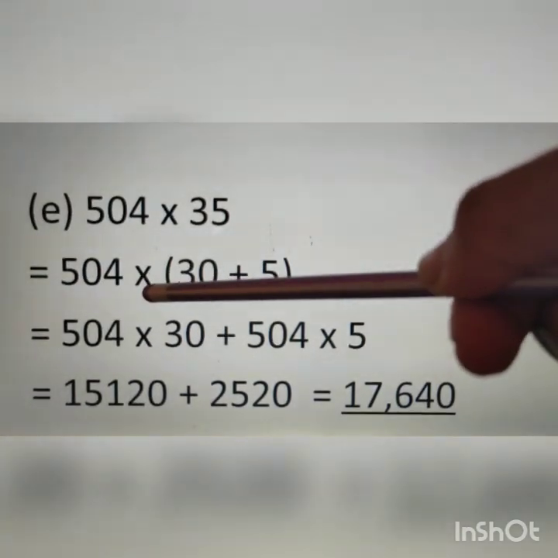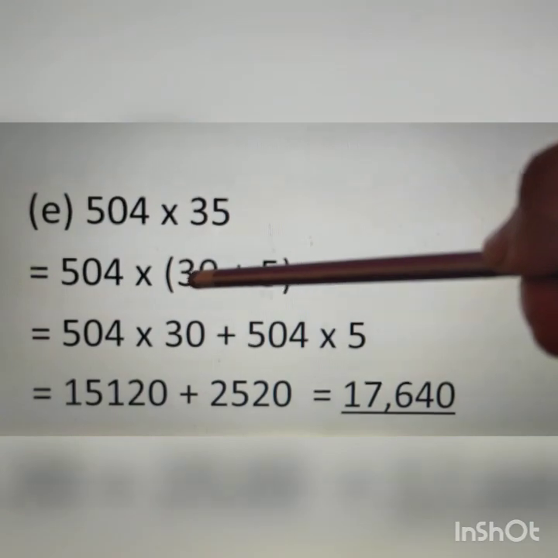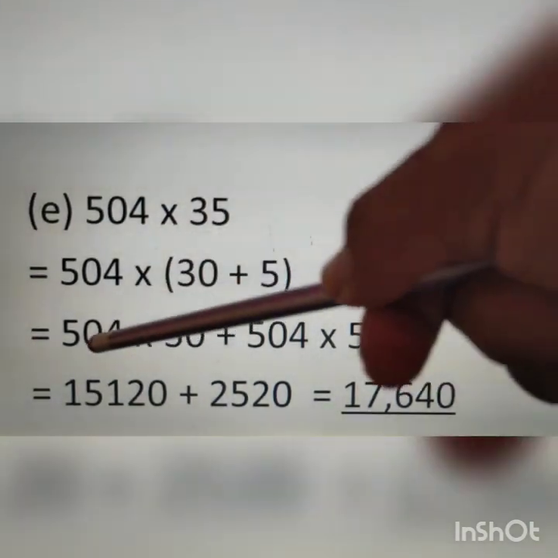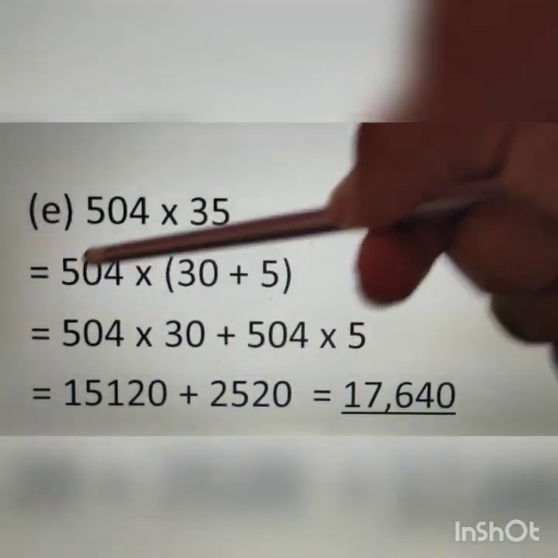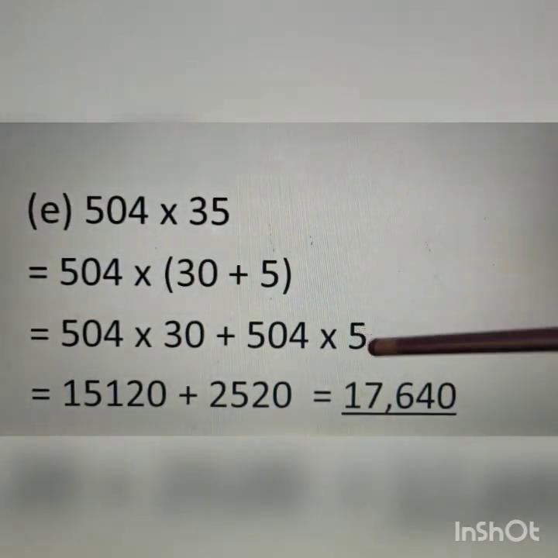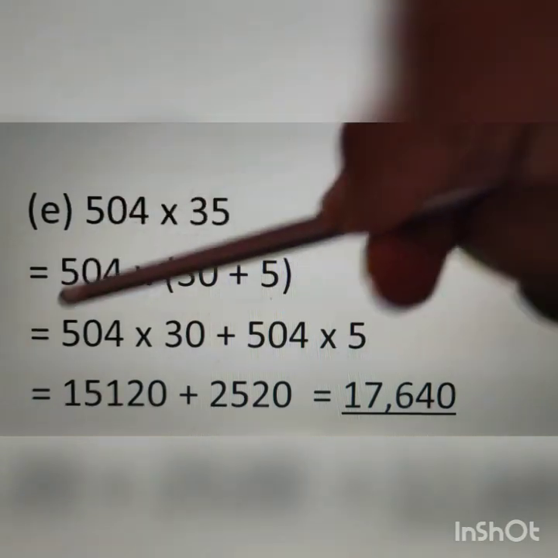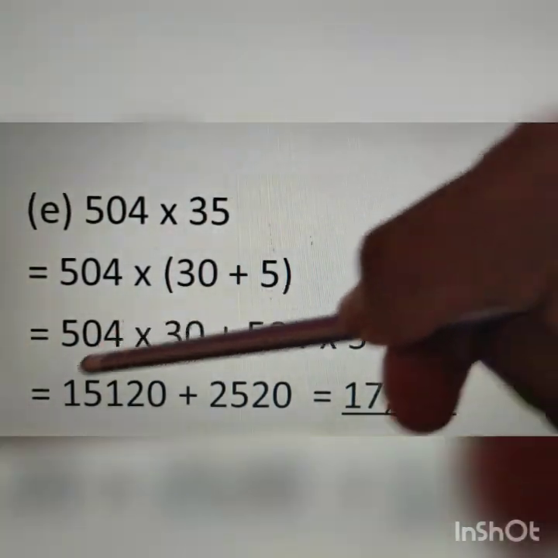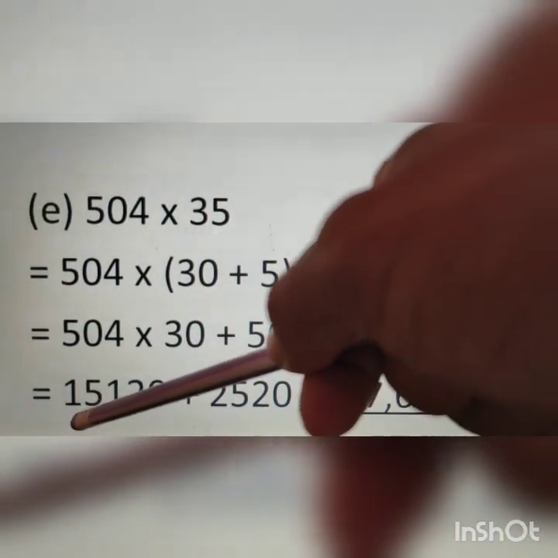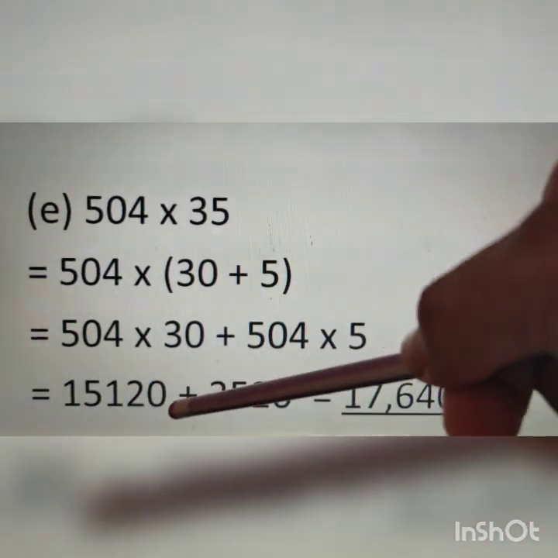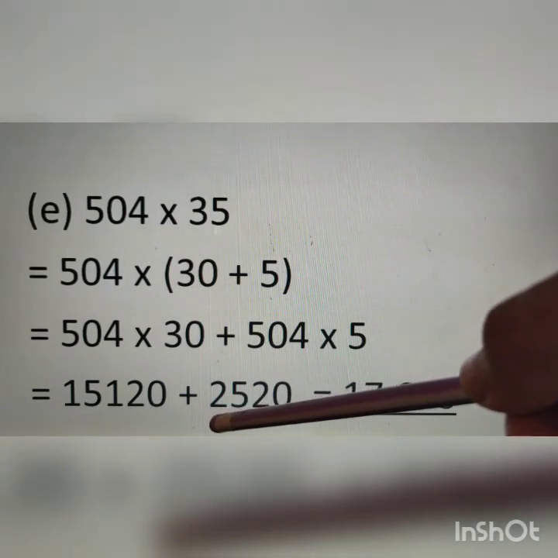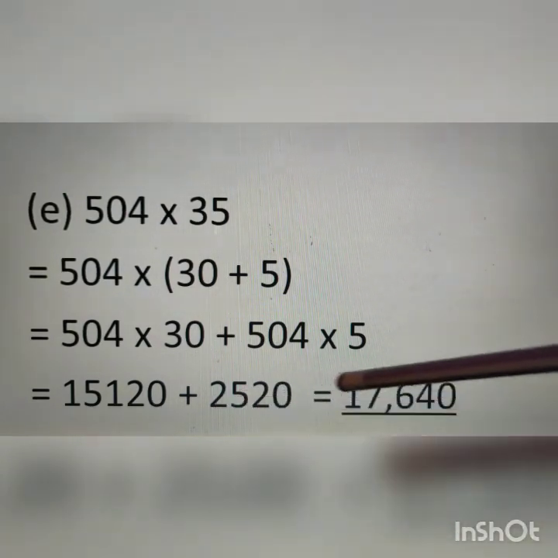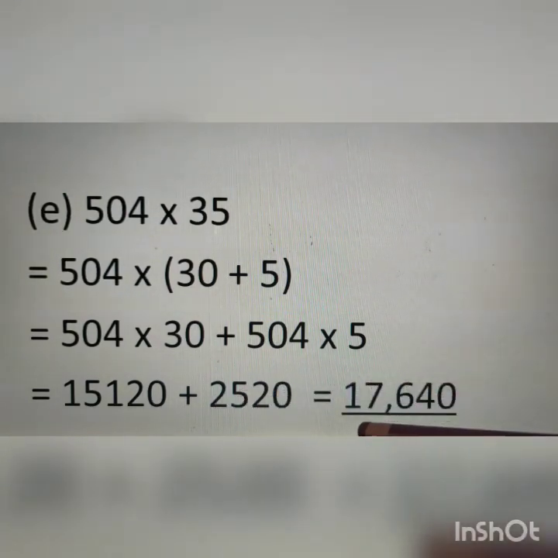Number E, 504 multiplied by 35. 504 multiplied by 35 we can write as 30 plus 5. Therefore, 504 multiplied by 30 plus 504 multiplied by 5 by distributive property. And 504 multiplied by 30 is equal to 15,120 plus 504 into 5 is equal to 2,520. Therefore, answer is equal to 17,640.